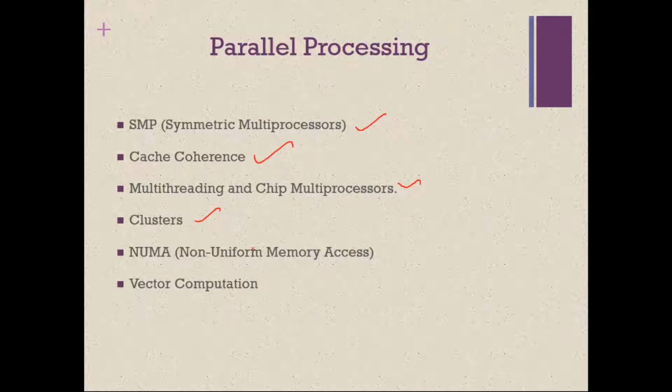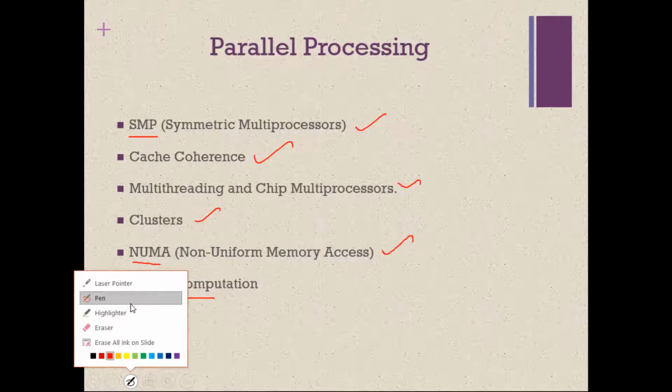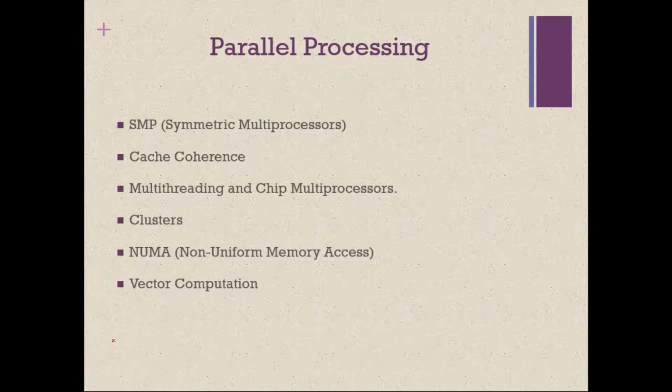Then another method of parallel processing called NUMA, non-uniform memory access, where different processors take different amounts of time to access the memory. Whereas in SMP, symmetric multiprocessor, all processors can access the memory in more or less the same time. In NUMA, that is not the case. Different processors can access memory with a different delay. The last topic we'll discuss is vector computation. So these are the topics under parallel processing. Let us start.